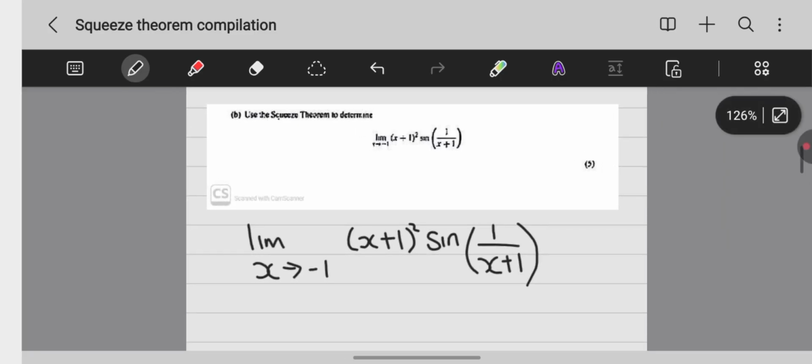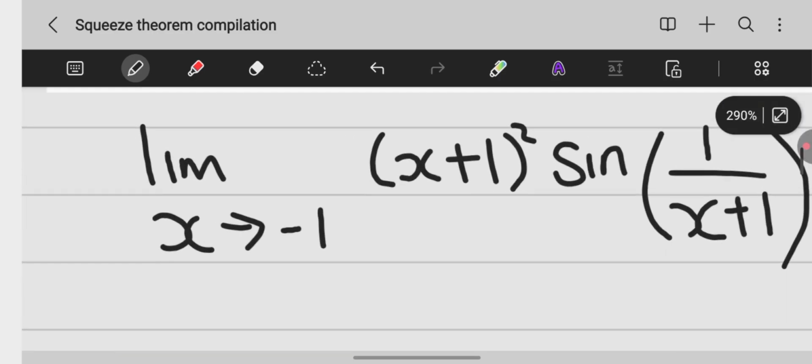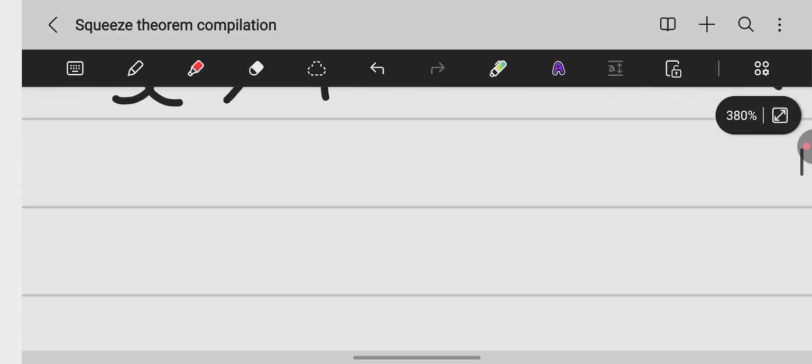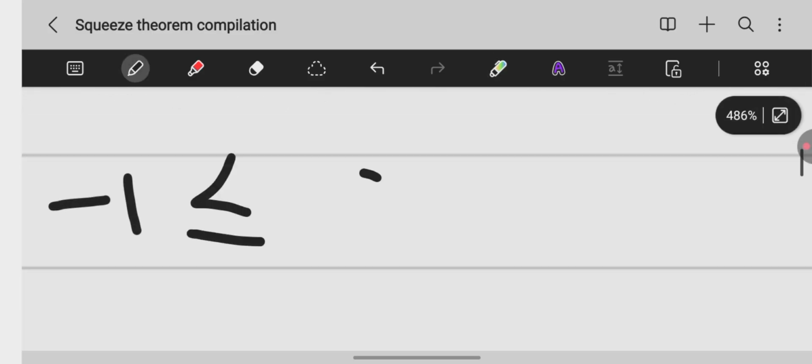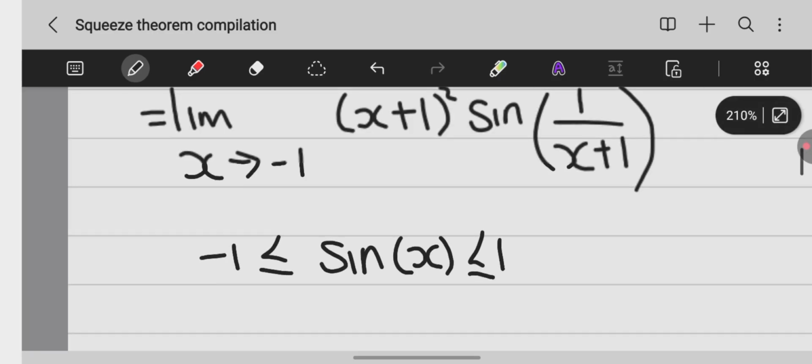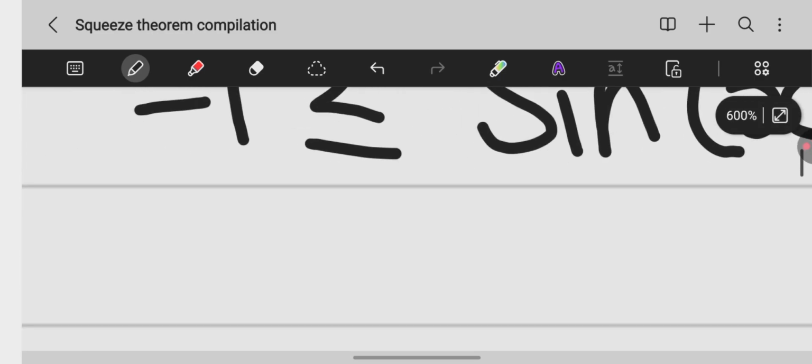Okay, let's do this question worth 5 marks. I've already written down the question just to save time and space, and not to make the video longer than it's supposed to be. So, using the squeeze theorem, I'm firstly going to start with the sine, and then after that multiply with this everywhere. So you'd have negative 1, sin x and 1, and because now our angle is 1 over x plus 1, I'm just going to change the angle to that.